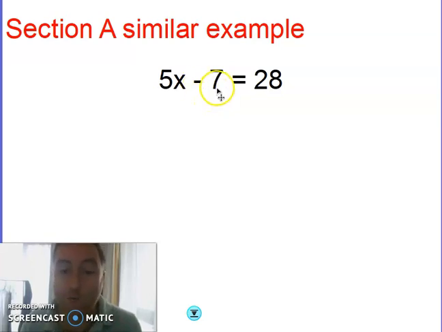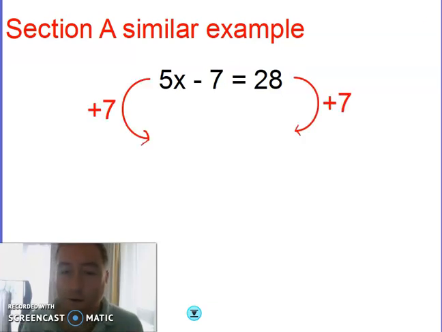So I'm going to get rid of a minus 7. Now how do I get rid of a minus 7? I add 7, because minus 7 plus 7 is 0. So I'm going to add 7 to this side.